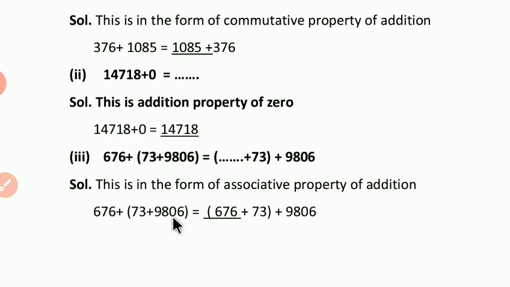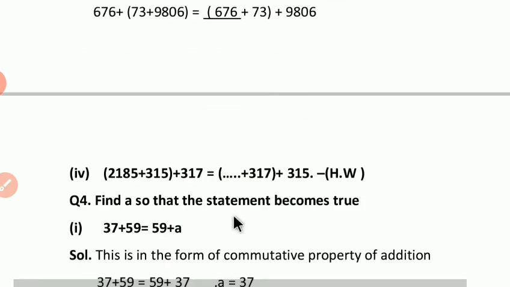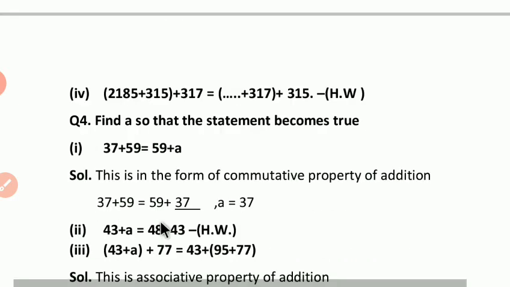So 676 plus 73 plus 9,806. Here you can see that on this side the b and c values are given. And which is the value of a? 676, and it is not given on the right hand side. It means in the place of the blank you have to write 676. Same as the fourth one, you have to do by yourself.